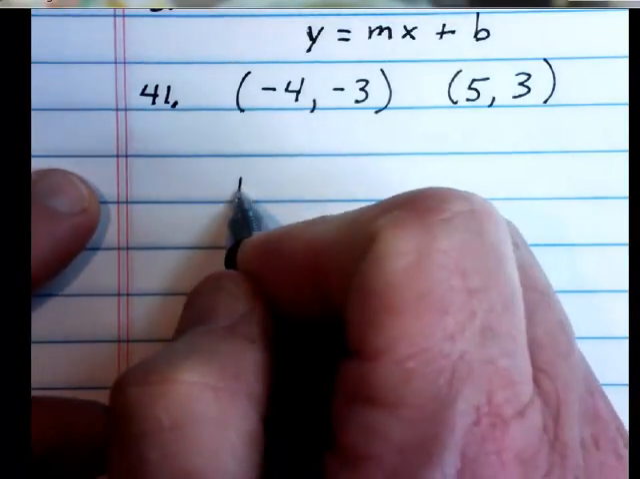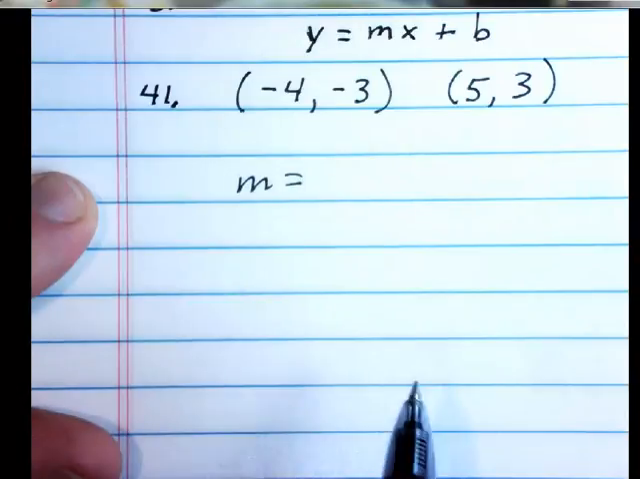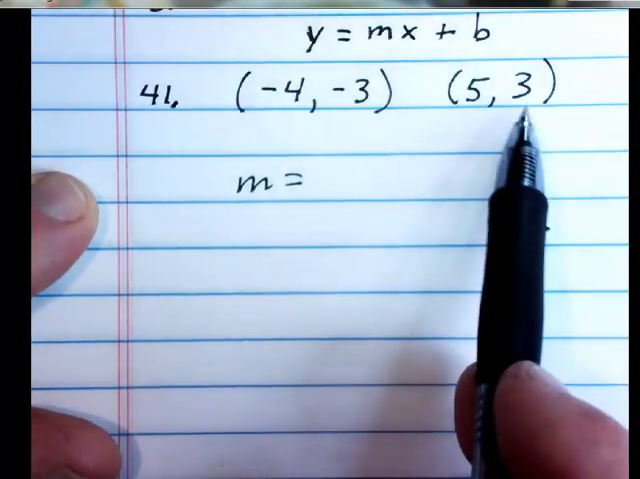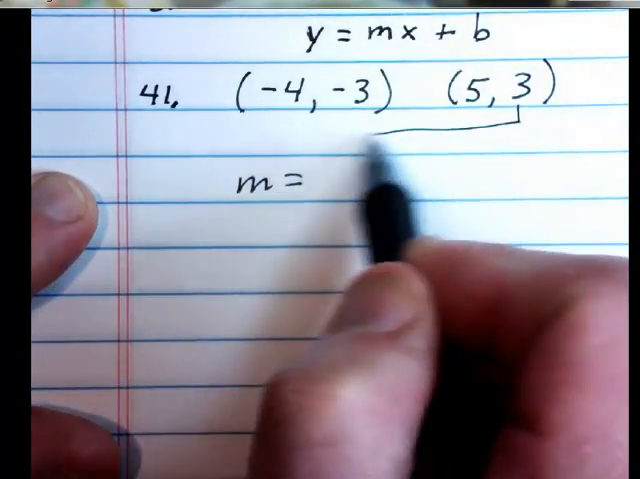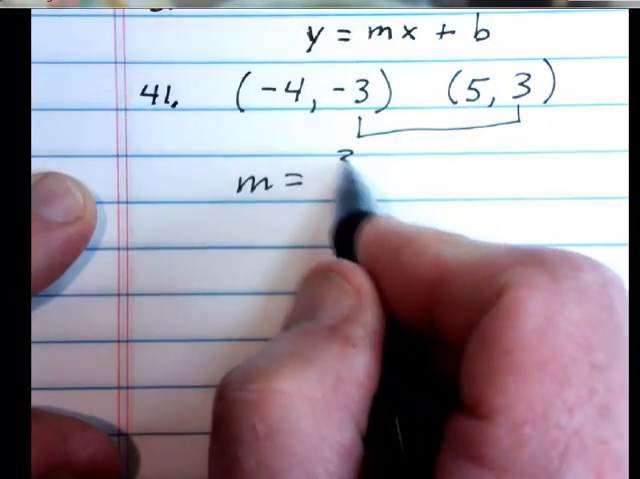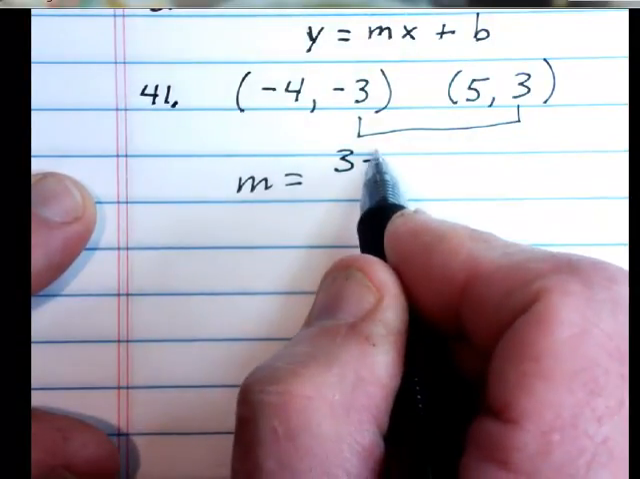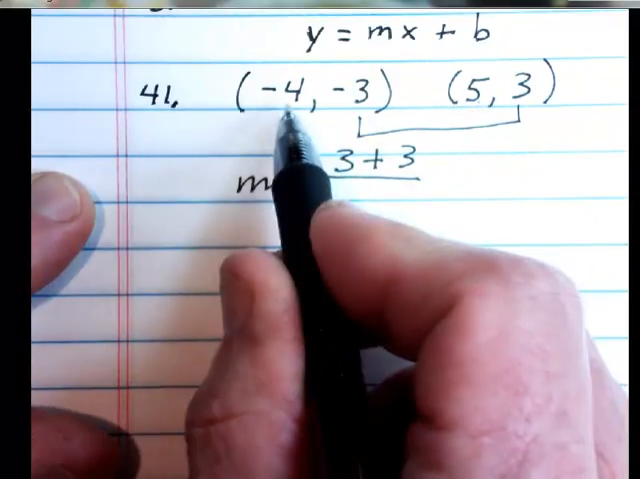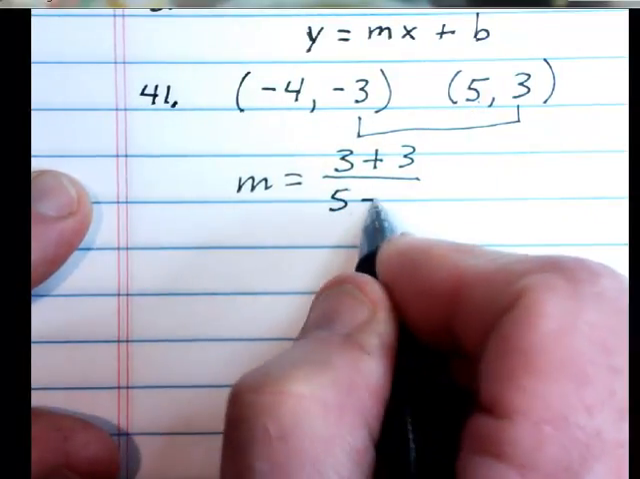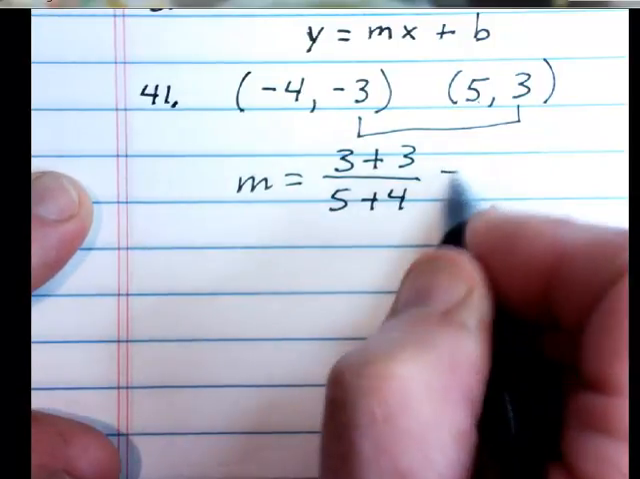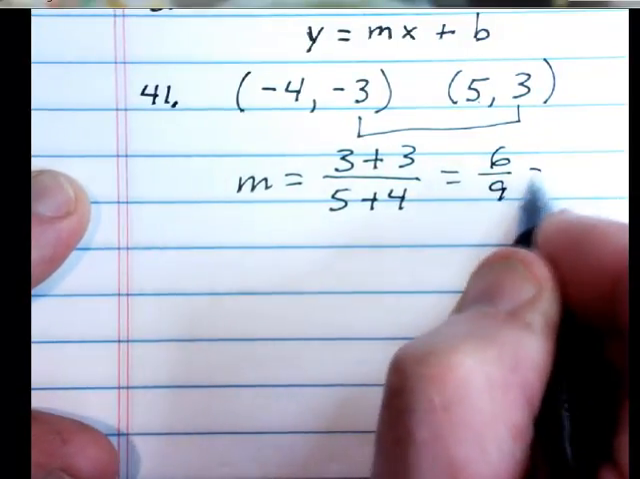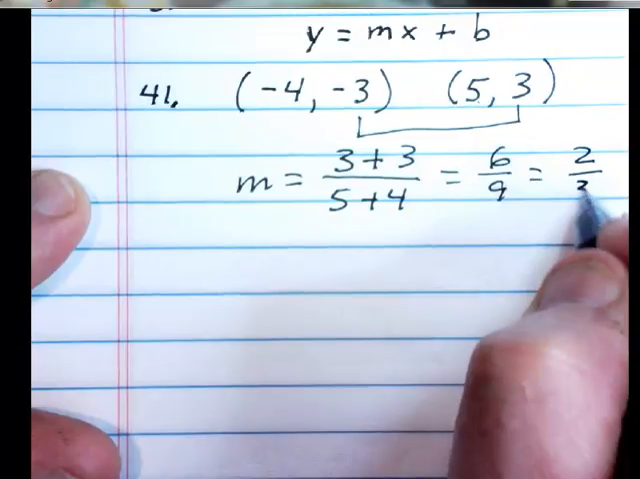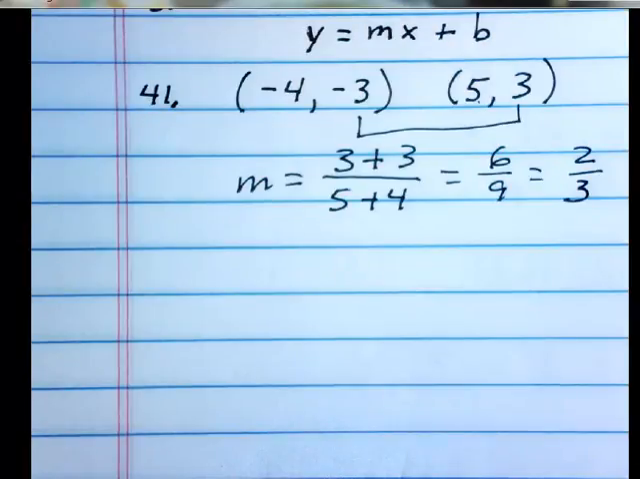So once again, we will subtract the y's over subtract the x's. I like to start with the bigger y, which would be 3. So 3 minus a -3 becomes plus. 5 minus a -4 becomes plus. Therefore, we get 6/9, which reduces to 2/3 when you divide the top and bottom by 3. So we have a fractional slope.